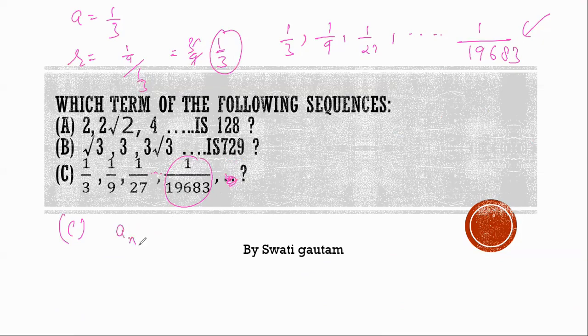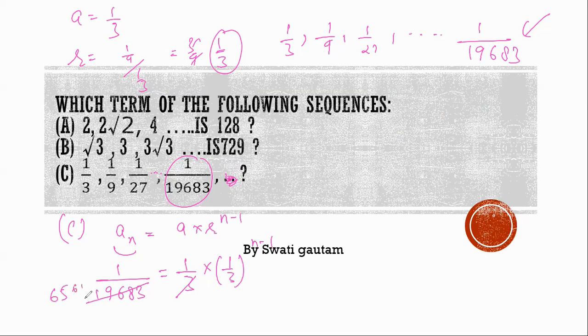So we have to find AN. We have to find the N, the which term. So the AN formula is A times R to the power N minus 1. So what is the last term? It is 1 over 19683. That is equals to A, which is 1 by 3, times what is R? 1 by 3 raised to the power n minus 1. So just cancel out 3 with this 3. So 3 times 6 is 18, then 3 times 5, and so on.